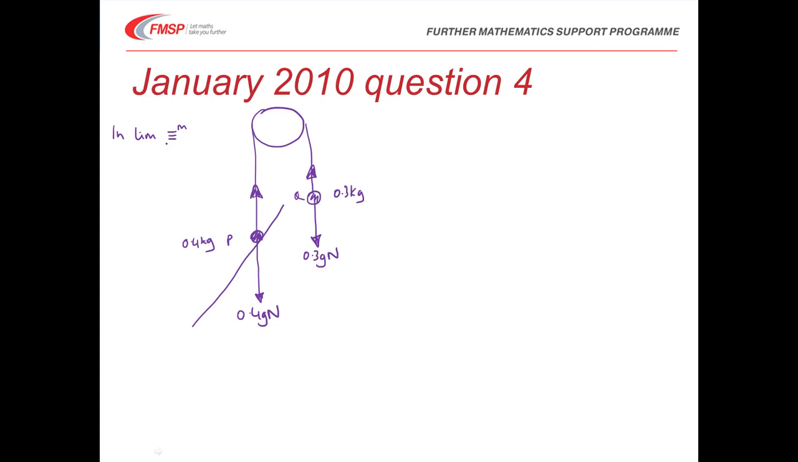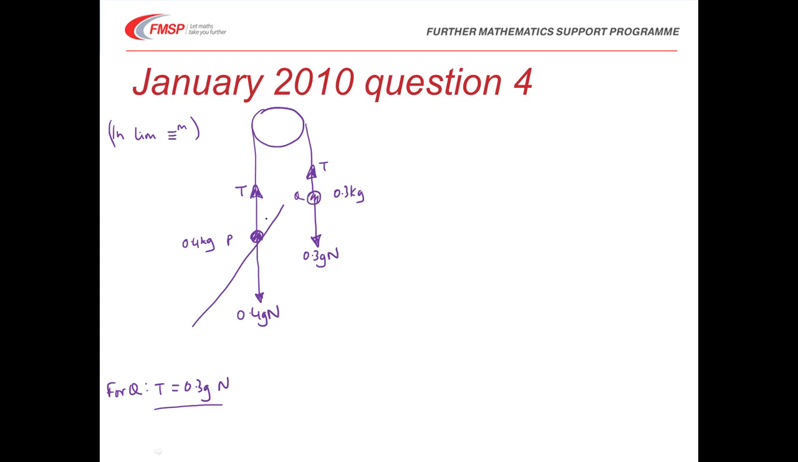There's a little shorthand for equilibrium. Okay, well, as far as the right-hand side of the system is concerned, that's fairly easy. I can see, looking at Q, that the tension upwards has to equal 0.3g newtons downwards if it's in limiting equilibrium and at rest. And of course that's the same tension that's acting on P, so I do know that the value of T is 0.3g. That's a known quantity.